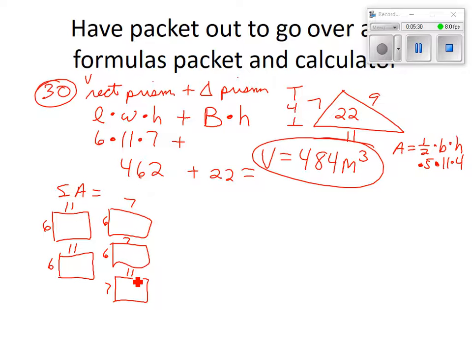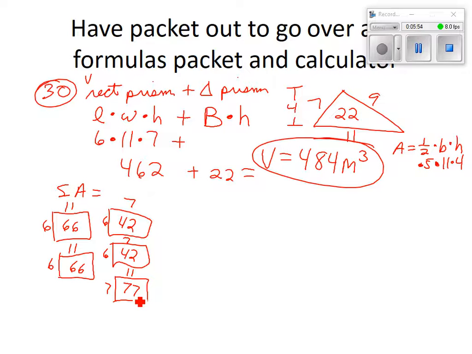What's the area of this part? 66. You just multiply length times width, right? How about this part? 66. This one? 42. This one? 42. This one? 77. Here in a second, we're going to add all those up. Before we do that, let's do the triangular prism.